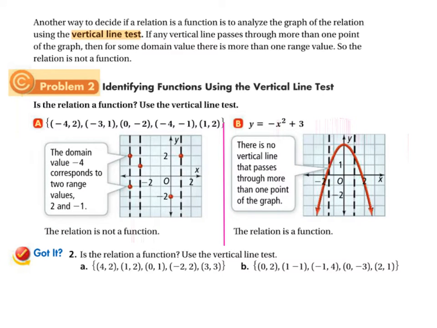Okay, plot them individually on a graph and then take a vertical line and see if any of them go directly through both points at the same time, and if they do, it's not a function.